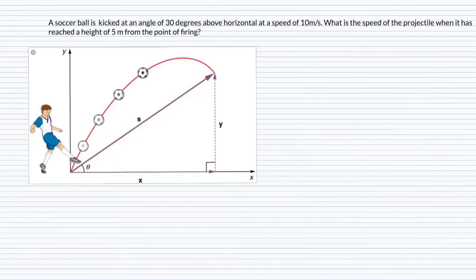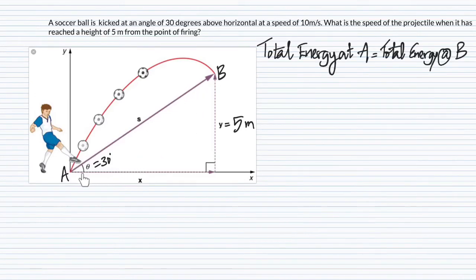So here is another question where a soccer ball is kicked at an angle of 30 degrees above the horizontal at a speed of 10 meters per second. What is the speed of the projectile when it has reached a height of 5 meters from the point of firing? So that's point A and that's B.